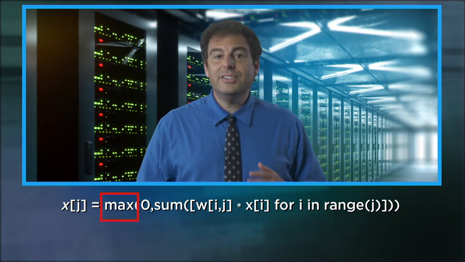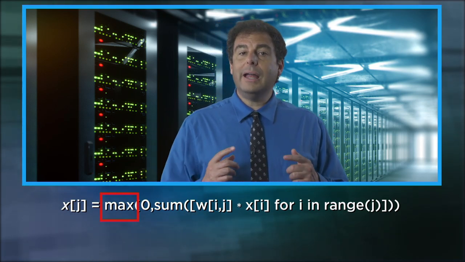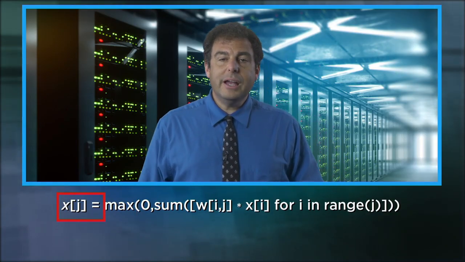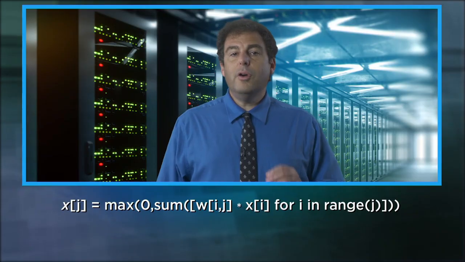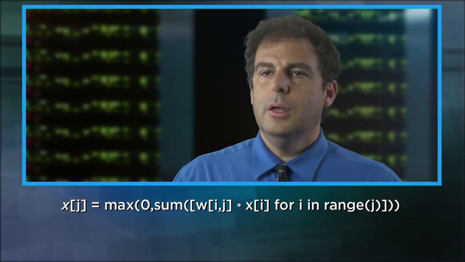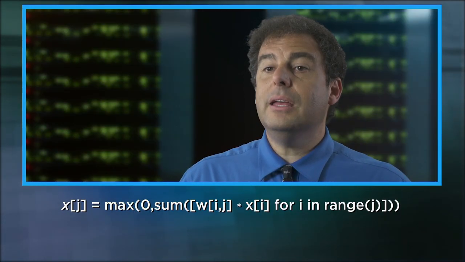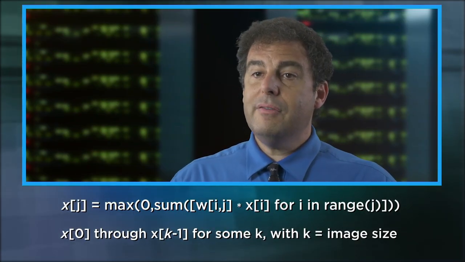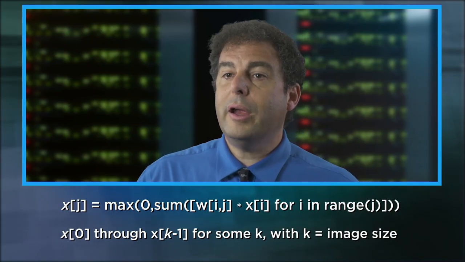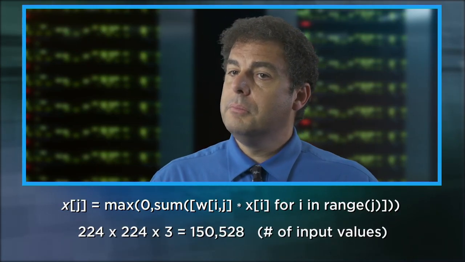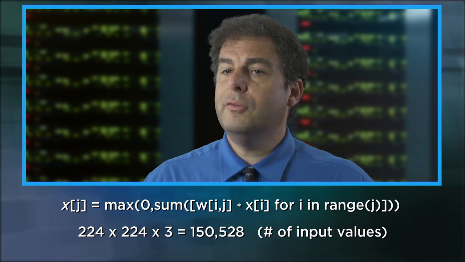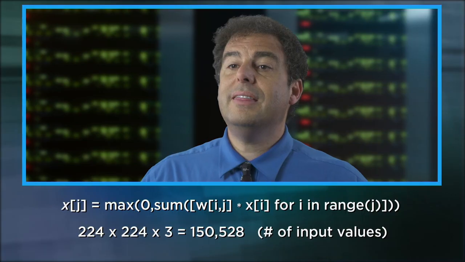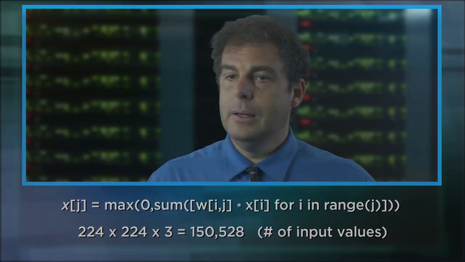Next, we threshold the sum at 0, meaning we bump up the value so it's not negative. That's what the ReLU activation rule requires. The result is assigned to x sub j, and we can move on to the next variable. We assume some set of values is given as the input, like x sub 0 through x sub k minus 1 for some k. Those k values might be the numbers representing the brightness of each of the k pixels of an image. A 224 by 224 image with 3 color values per pixel means k equals over 150,000 values given to us in the input.